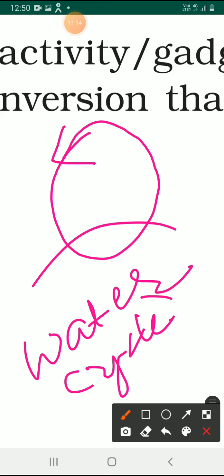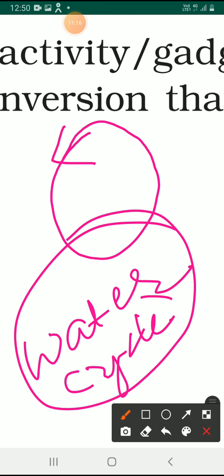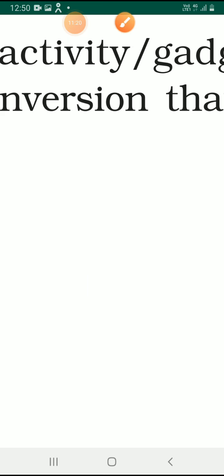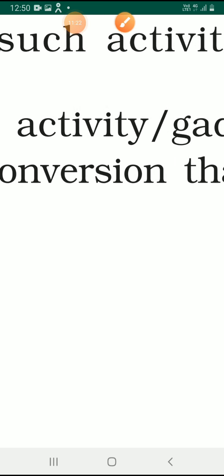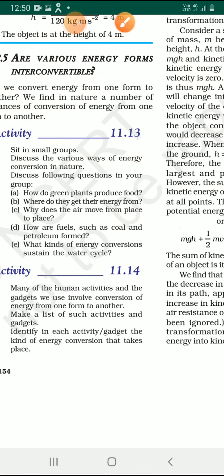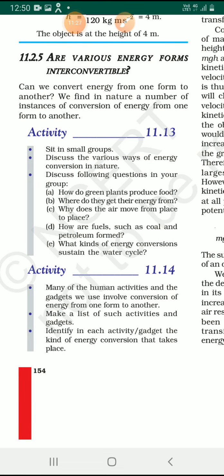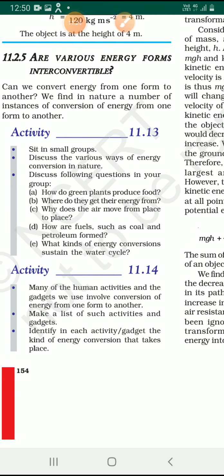Got it? We have studied this in 6th, 7th and 8th standard in biology, I hope. So here also the sun is the main reason for the water cycle. Okay, fine. So next, activity.